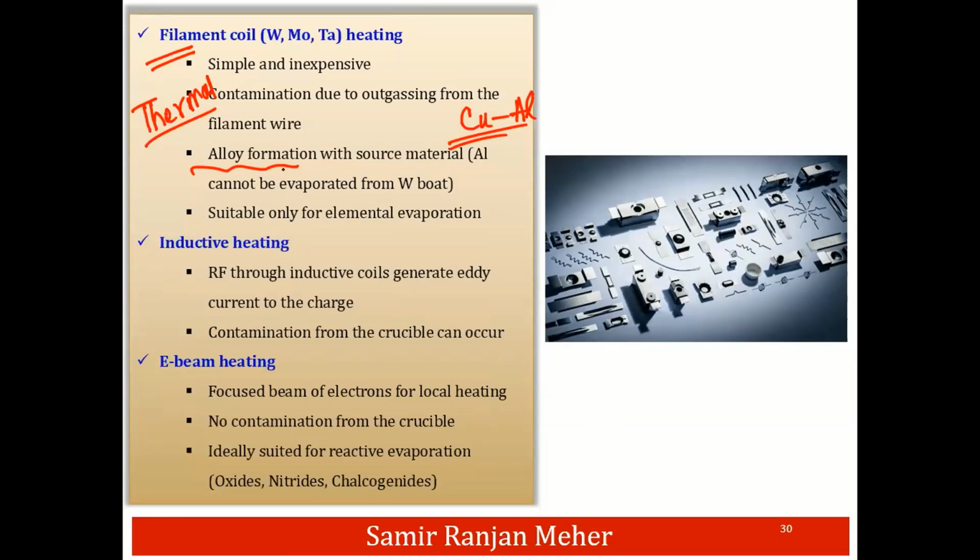Another disadvantage is that sometimes the material can form an alloy with the boat itself, so you have to avoid that. For example, if I use aluminum for the evaporation, I cannot use a tungsten boat. It will form an alloy with tungsten and the complete setup will be spoiled. So these are the major advantage and disadvantage. The advantage is that it is simple and cost effective, and the disadvantage is that it can result in contamination due to outgassing from the wire.